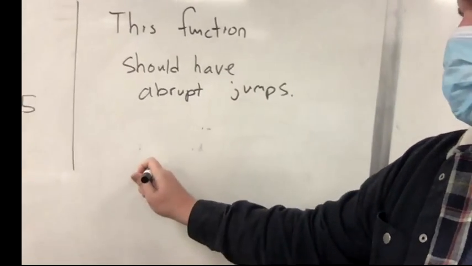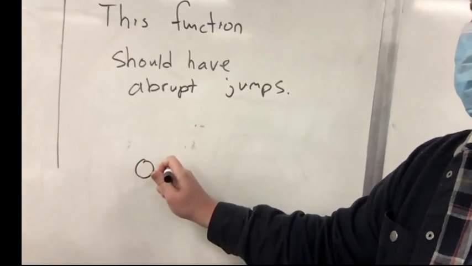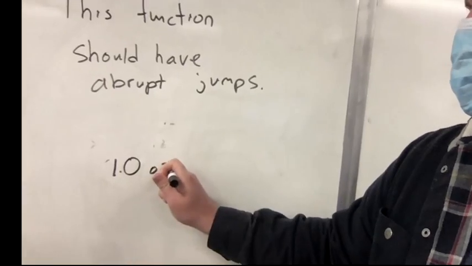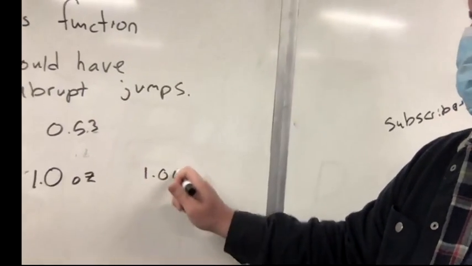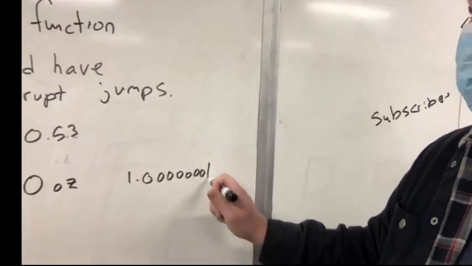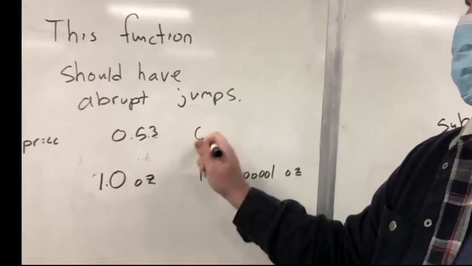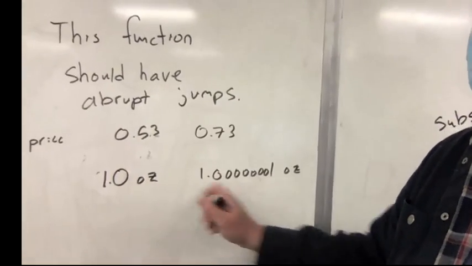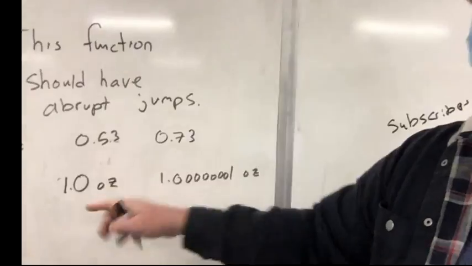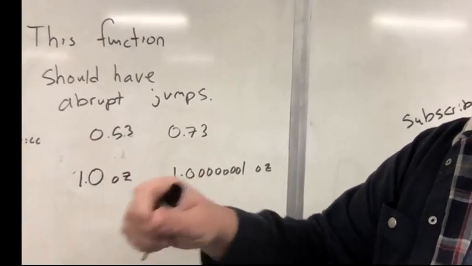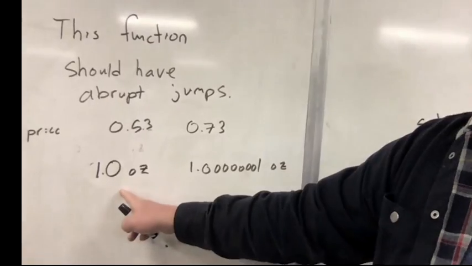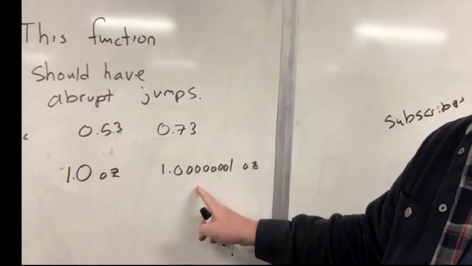It should have abrupt jumps because if I go from at 1.0 ounces, what should the price be? 0.53. At 1.000000001 ounces, what should the price be? 0.73. If you trigger over 1 ounce, they're raising the price on it. You have to remember, this is a robotic automated thing. They don't have a human being weighing it and saying, oh, they're close. It's over 1 ounce. I don't care how much it's over 1 ounce. It's going to be more.